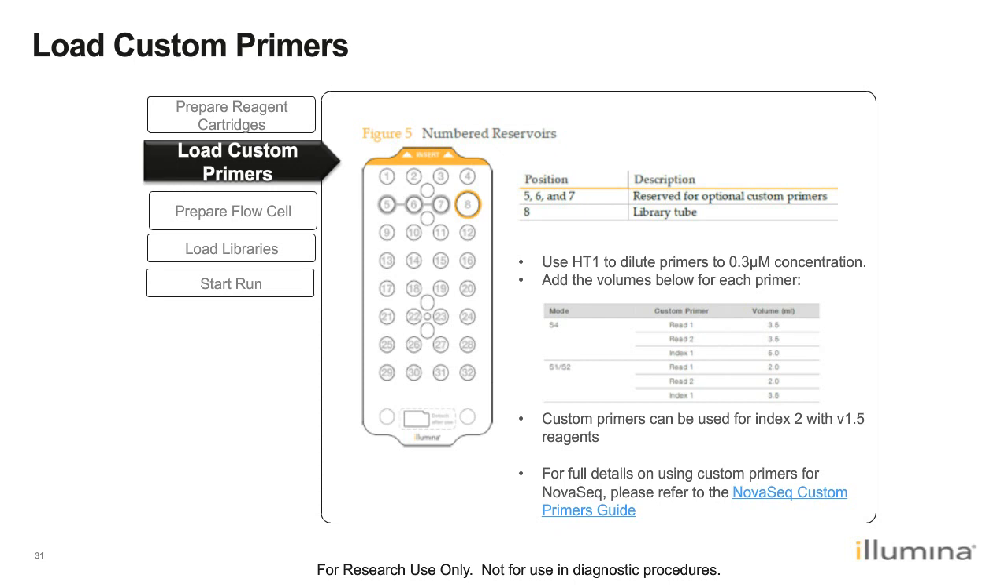If custom primers are needed, they should be loaded into the reserved wells or spiked into the Illumina primers. In the resources section at the end, we do have the custom primers guide, and it's also linked here. And we also have a bulletin for spiking those custom primers into the Illumina primer wells. And I do also just want to highlight again that with the new 1.5 reagents, we're now able to use a custom primer for the I5 index, which was previously unavailable in the V1 reagents.